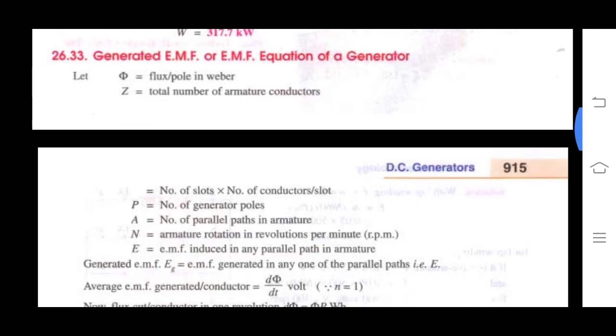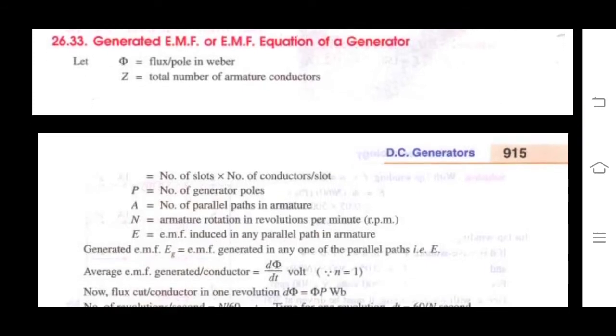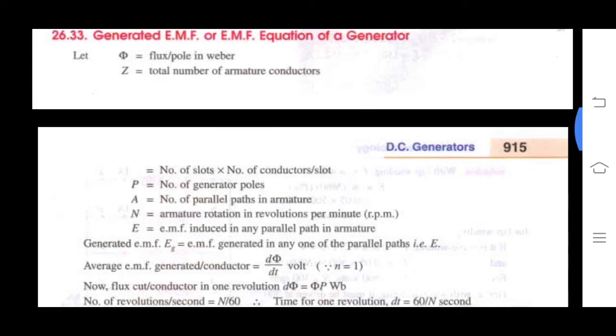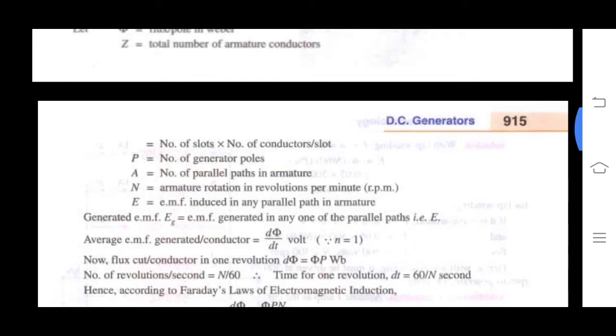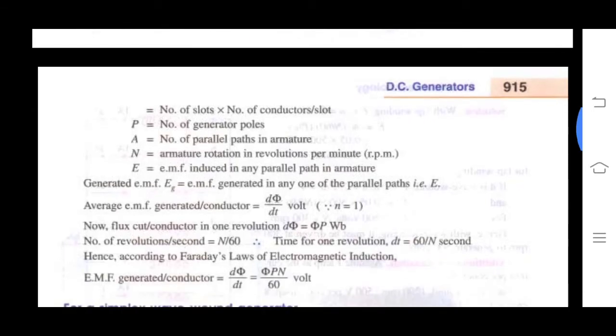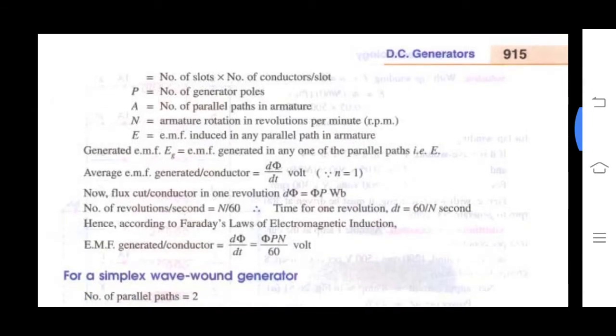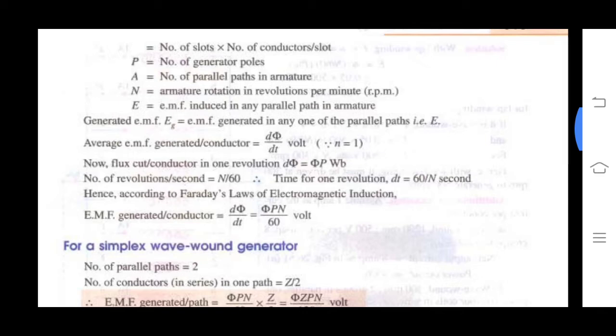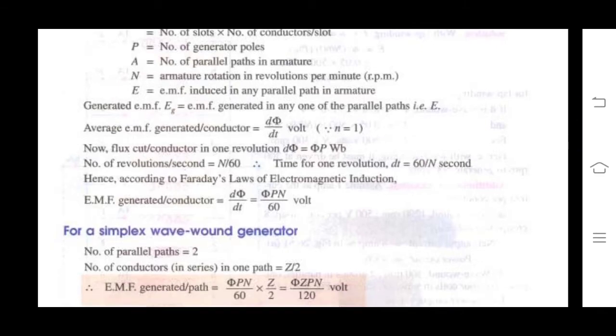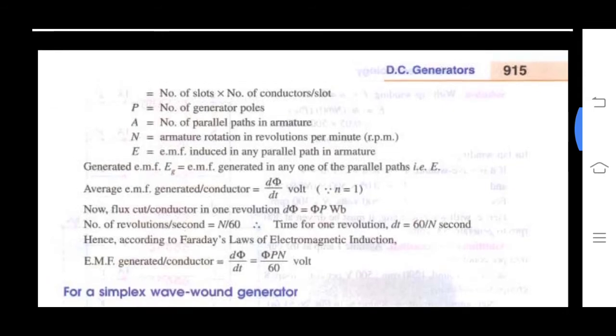Generated EMF, or the EMF equation of a generator. Φ is the flux per pole in webers. Z is the total number of armature conductors, that is equal to the number of slots into the number of conductors per slot. P is the number of generator poles, A is the number of parallel paths in the armature. N is the armature rotation in revolutions per minute. E is the EMF induced in any parallel path in the armature.